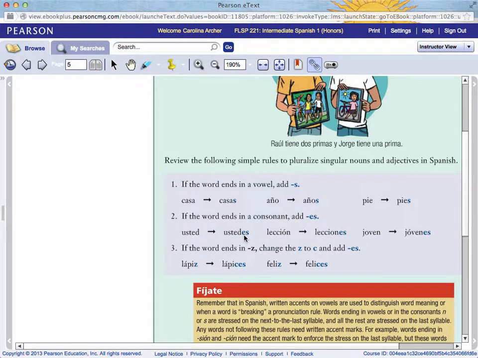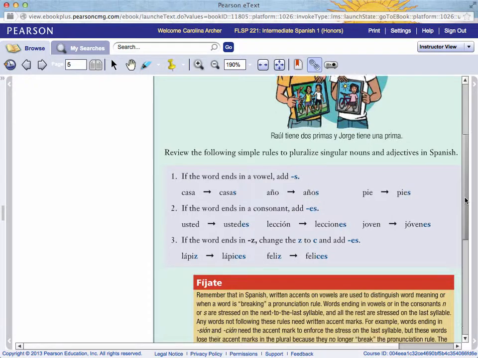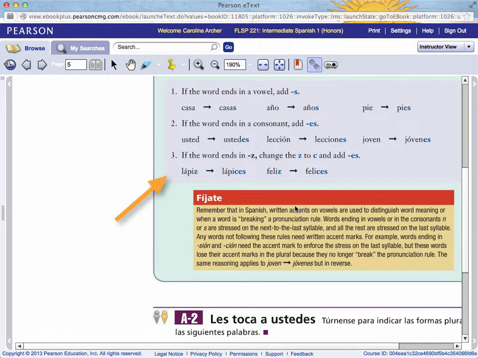And if the word ends in the consonant z, you're going to change the z for a c, and then you're going to add es. Okay, so lápiz, we change it to a c, lápices. Feliz, felices. All right?